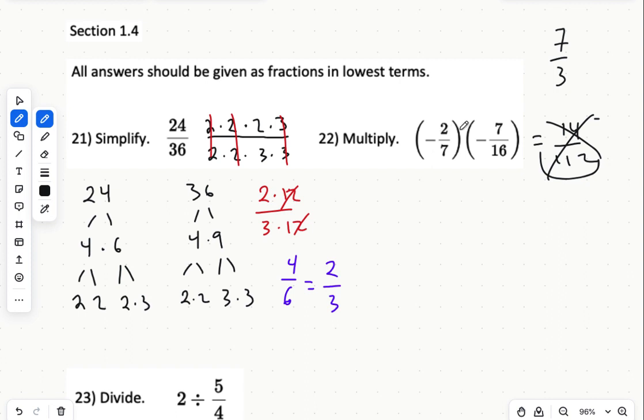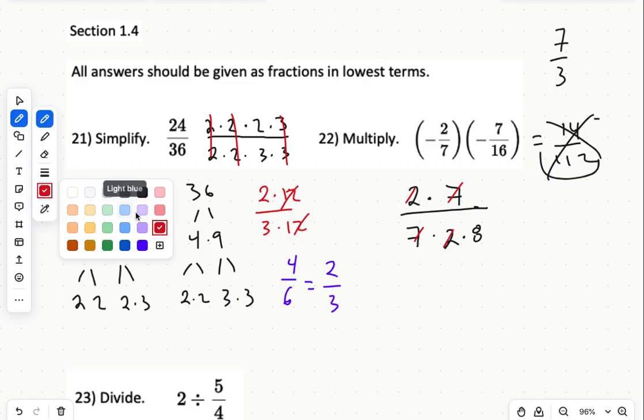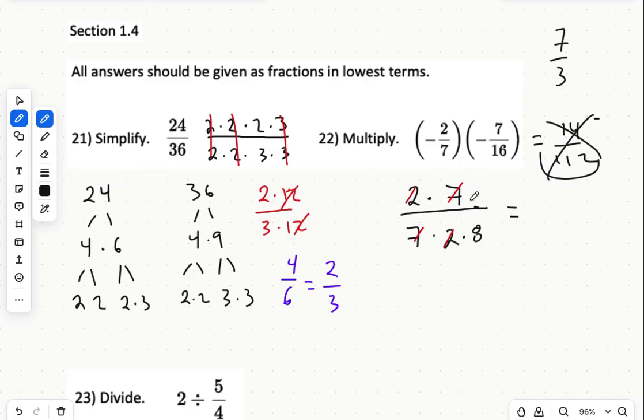In my numerator, remember we multiply straight across when we're multiplying fractions. I would have 2 times 7, but let's just write that as 2 times 7. In the denominator, I would have 7 times 16, and here's where factoring a little bit can be helpful. That 16, since I see a 2 up there, let me write that as 2 times 8. And then that makes it really easy to see what I can cancel. So I have a pair of 7s in common and a pair of 2s in common. And then that would just reduce.